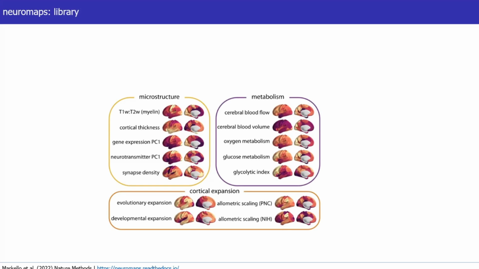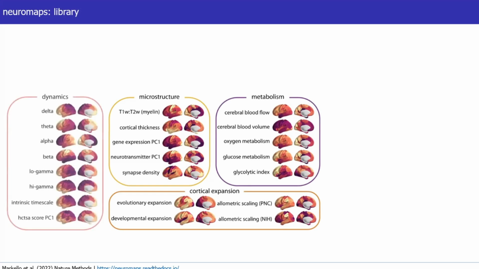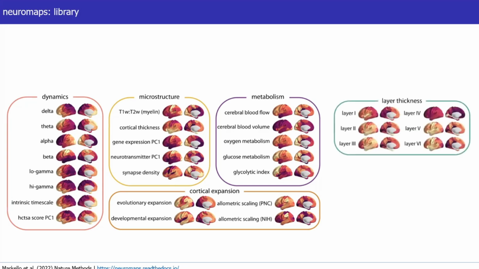So these are maps of how much the cortex changes over phylogeny and ontogeny, relative, in both cases, relative to non-human primates. Using source-resolved MEG as well as intracranial EEG, we give you maps of spectral power in the different electrophysiological frequency bands, the canonical frequency bands, as well as things like intrinsic time scale, a bunch of others.